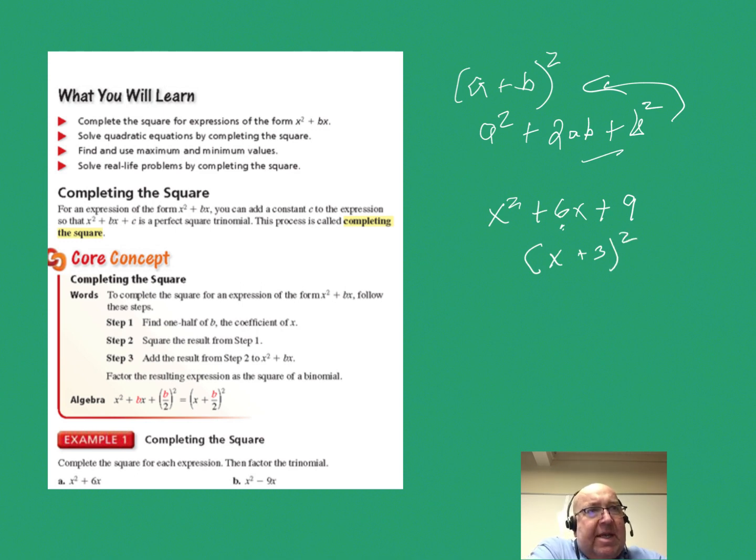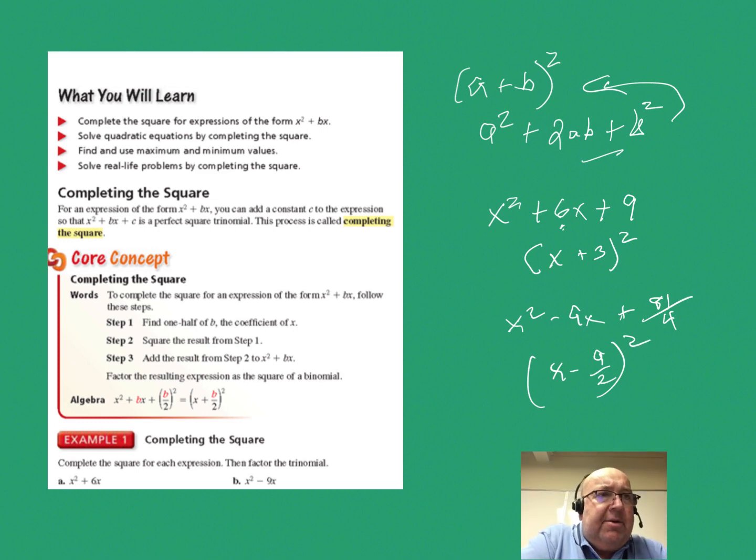Remember, we do the same thing if we have a negative, except the middle term will be negative. So here we go with this one. x squared minus 9x. Half of 9 is 9 over 2. Square that and we get 81 over 4. Perfect squares in 81 and 4, so we're back to x minus 9 over 2 squared.